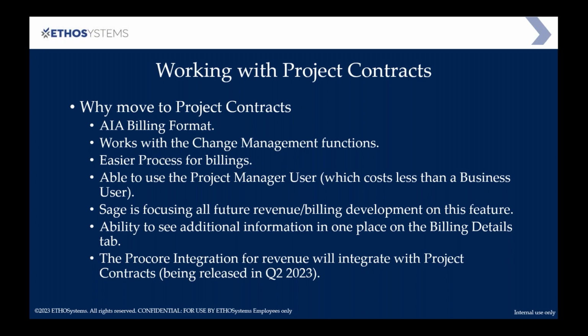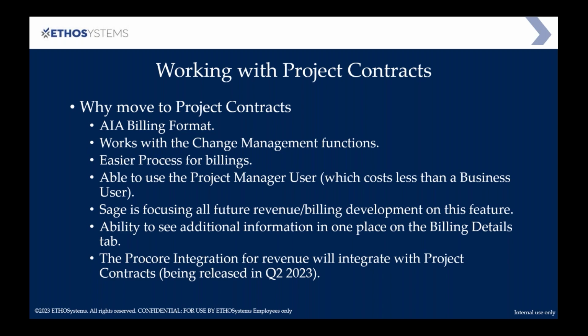The next bullet point is that Sage is focusing all development on the revenue billing area, and that's really important. I'm going to skip right to the last one, which is Procore. A lot of companies are using Procore and Sage Intacct because of the integration being so strong from a purchasing area, with all the commitments and subcontracts being brought over from Procore into Intacct. Procore is releasing the revenue side, and now it's going to be done with project contracts. The target date is Q2, meaning the April through June timeframe of 2023. So some of what was developed here was for the use of Procore, to make sure that Procore and Intacct can talk very closely together.